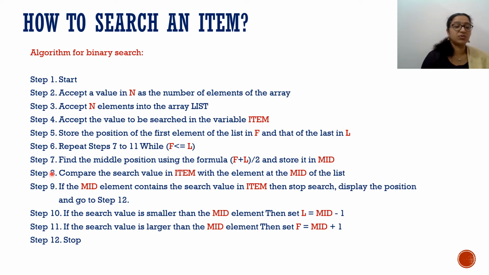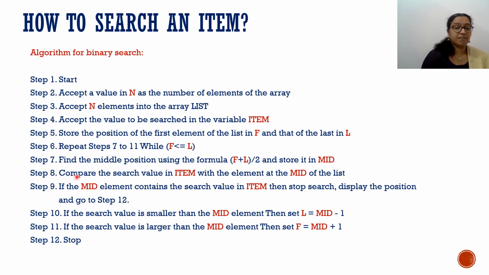So what do we want to do? Step 7, find the middle position using the formula F plus L whole divided by 2 and store it in mid. How can we find the middle position? The first index number plus the last index number, that is 0, that is in F now. F plus L whole divided by 2, we will get the middle position. That we can store in the mid variable. So mid is one more extra variable we used, for finding the middle position. Okay, now we got the middle position.